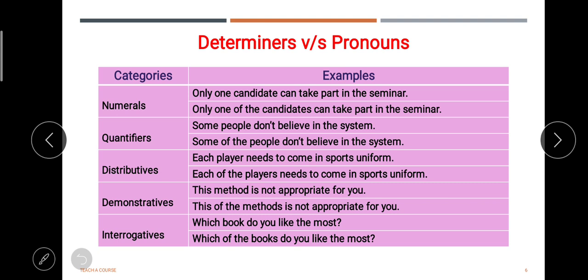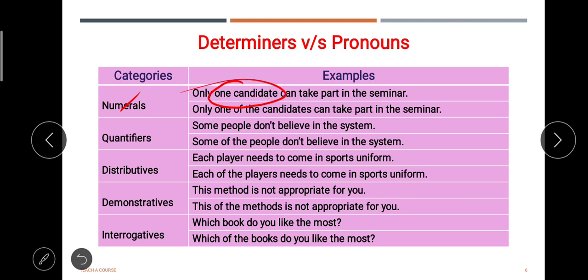So we'll see the examples. We'll try to understand with the help of the examples over here. 5 categories are there, out of the 7 we discussed in the previous slide. These 5 categories are words which can be used in both ways, in the capacity of determiner as well as in the capacity of pronoun. First one is numerals. Like we can say, only one candidate can take part in the seminar. Only one candidate. One is a numeral.